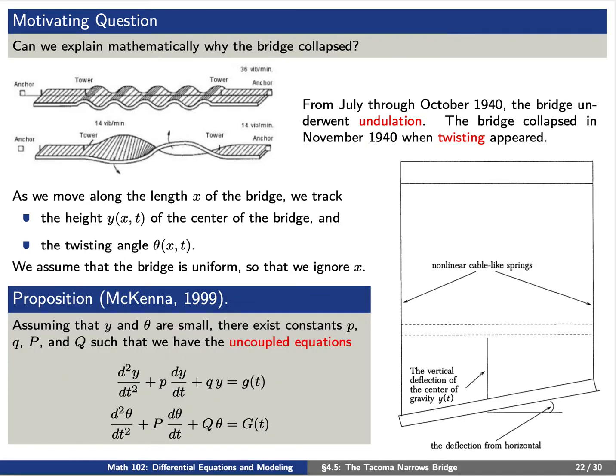In the 1990s, a mathematician by the name of McKenna was interested in studying the mathematics of such a situation. He said, assuming that the height y and the twisting angle theta are both small, then both y and theta are solutions to an uncoupled system of second order linear equations. We'd like to discuss why in today's lesson.